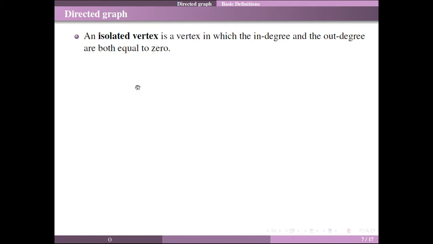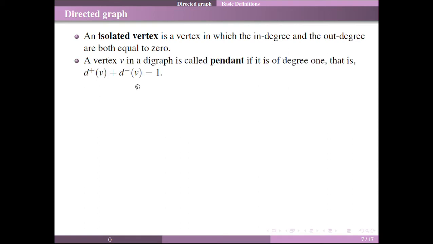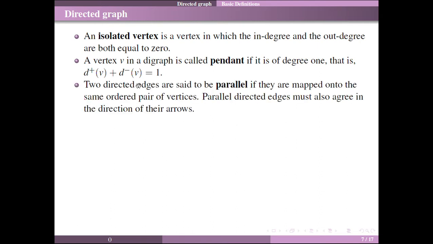Next, we define what is an isolated vertex in a digraph. An isolated vertex in a digraph is a vertex in which the in degree and out degree are both equal to 0. A vertex V is called a pendant vertex in a digraph if it is of degree 1. So in this case either in degree is 1 and out degree is 0, or out degree is 1 and in degree is 0. In other words, d plus of V plus d minus of V equals 1 if V is a pendant vertex in a digraph.